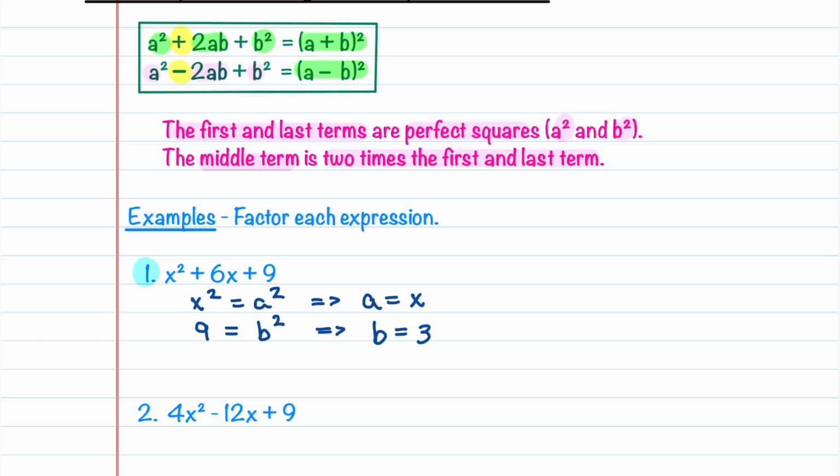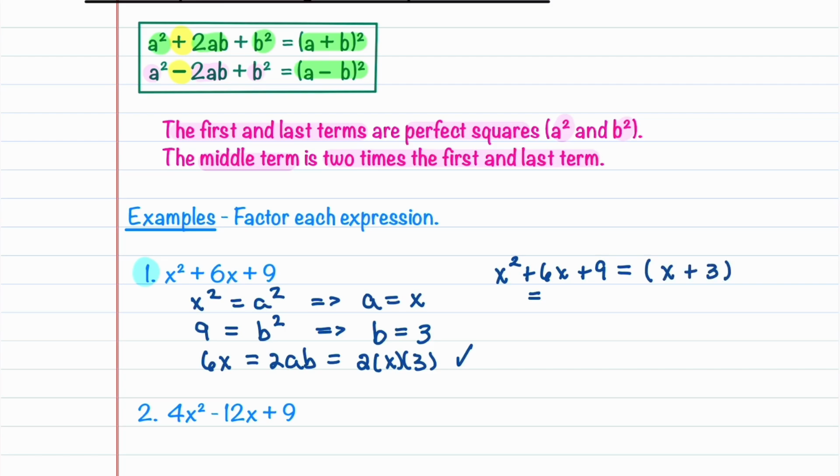And then we're going to check to make sure that our middle term, 6x, is indeed 2 times a times b, and it is because it's 2 times x times 3. So that works out. Now we can go ahead and write our answer in factored form. We're going to say that x squared plus 6x plus 9 is going to be a plus b because we have a plus in front of the 6x. So our a is x, and then our b is 3, and that's squared. And that's our answer in factored form.